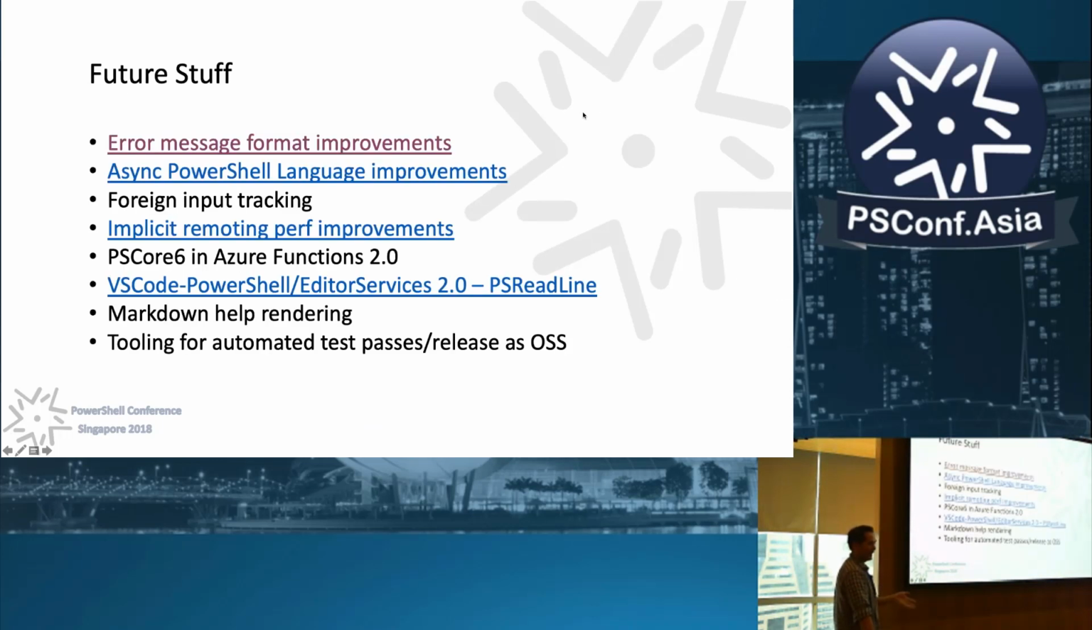Obviously, as we look into the cloud, Jeffrey talked about programming at large, how to do stuff asynchronously. ThreadJob is great for some things, but it's not the final solution to everything. So we are looking at making some language improvements in PowerShell to make asynchronous operations easier. We have some work happening for foreign input tracking. Basically, this is like the last column in one of Lee Holmes' blog posts in terms of security.